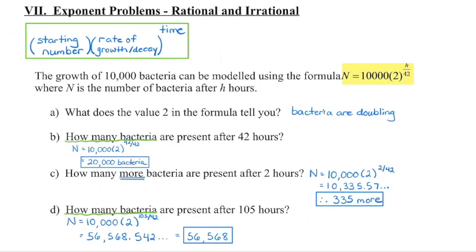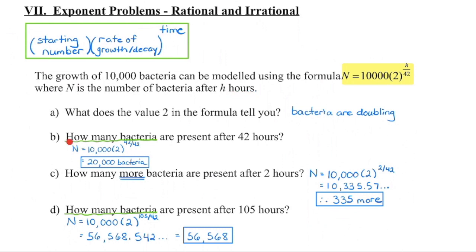Let's take a look quickly at another bacteria question. In this particular one, we know that this is the starting number, 10,000, and they do tell us in the question that we have 10,000 bacteria to begin with. We have a 2 here, which means that we are growing. We're going to be doubling because this is a number bigger than 1, and our exponent is H over 42. So we know that this 2, the base of the power, tells us that rate of growth or decay. If it's less than 1 but greater than 0, it's decay. In this case, the 2 tells us those bacteria are doubling every 42 hours. That's the unit of time that we're told for this particular question.